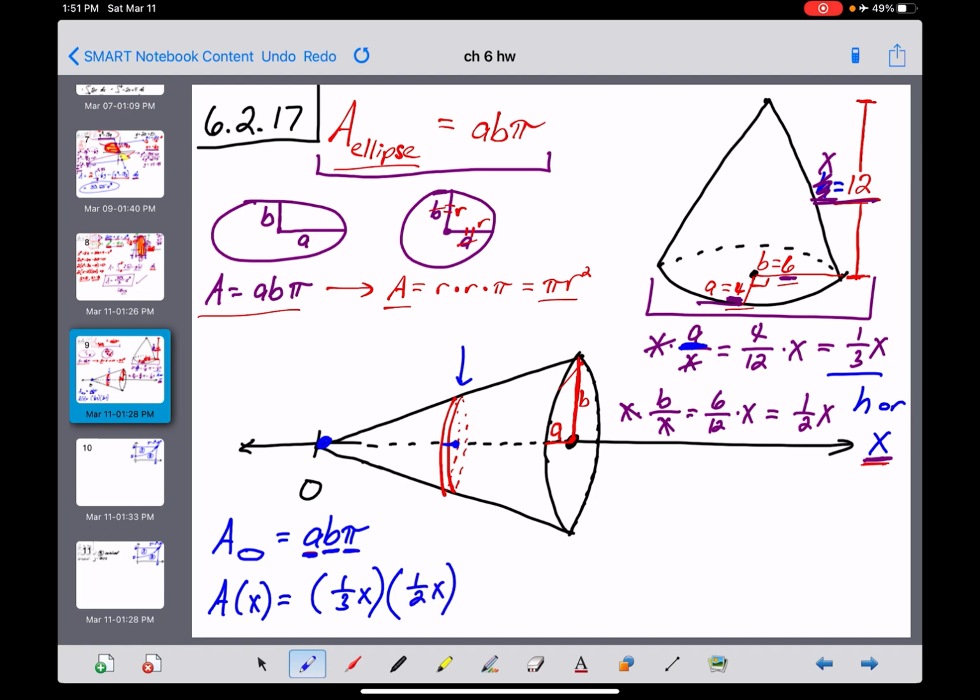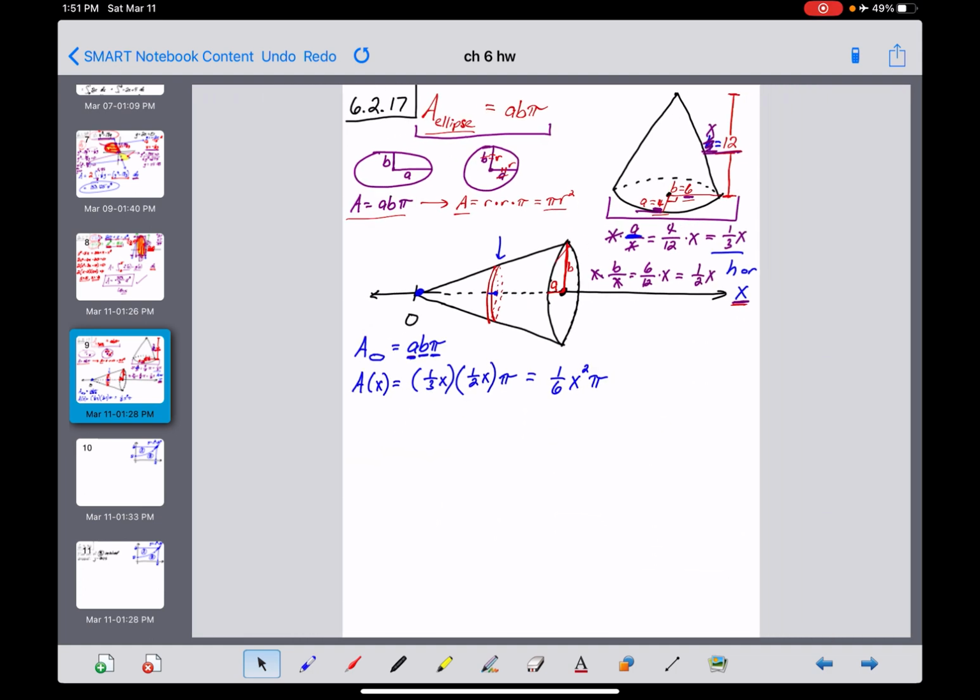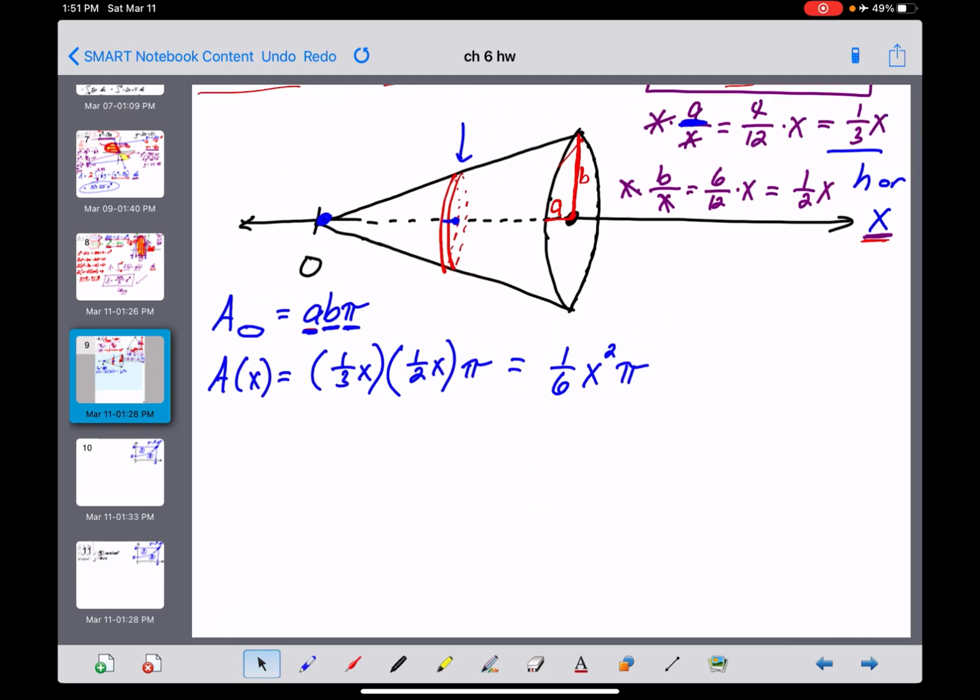And then lastly, that pi right there just goes along for the ride. Okay, and I think we can definitely simplify this. The 1/2 times the 1/3 is going to get us a 1/6. We've got x times x, so that's going to be an x squared, and then a pi right there. So that's as good as we're going to get that formula, guys. That's the area of any one of your elliptical slices. So as we've said this entire chapter, whenever you come up with the A of x formula, the hard work is pretty much over.